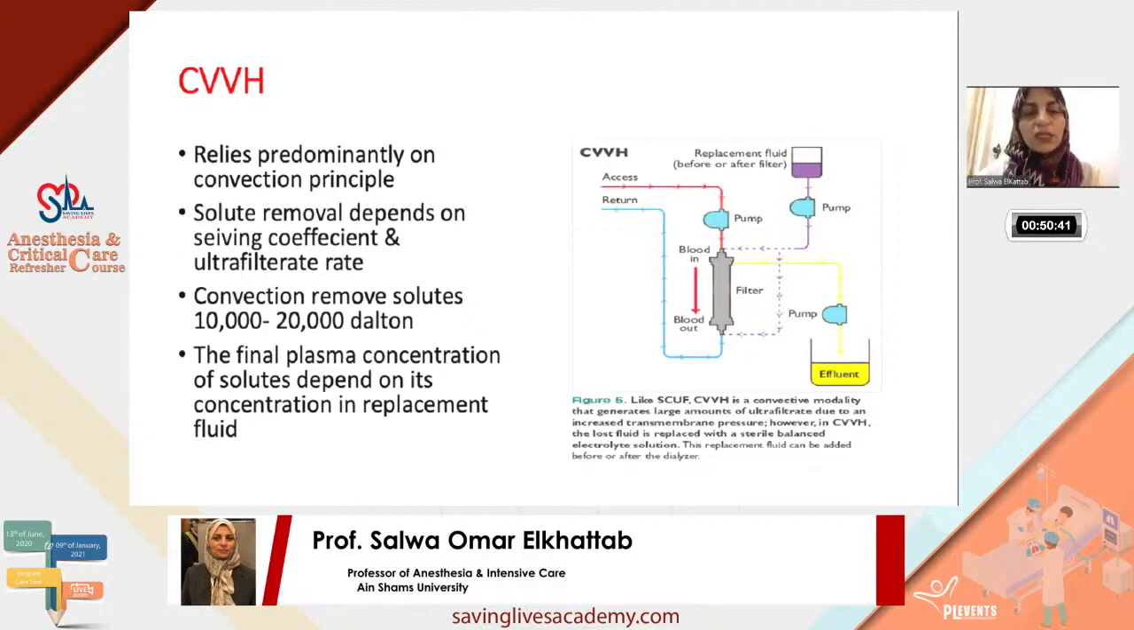This relies on the principle of convection, and it removes small and medium-sized solutes, from 10,000 to 20,000 Dalton. The final plasma concentration of these solutes will depend on the concentration in the replacement fluid. Actually, we are pushing these solutes. They will come out by the convection principle, dragged out of the patient's blood with fluids, and we might need to replace these solutes, might be sodium, potassium, urea, like that.